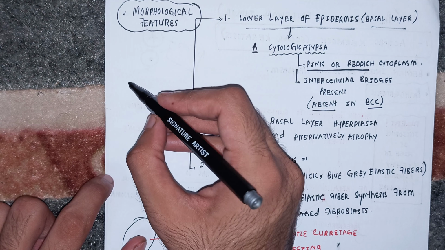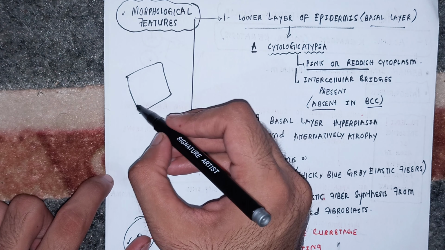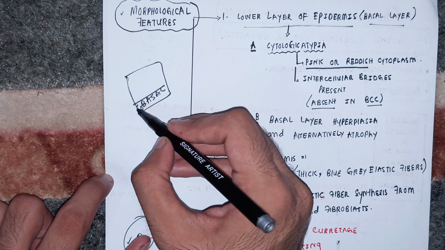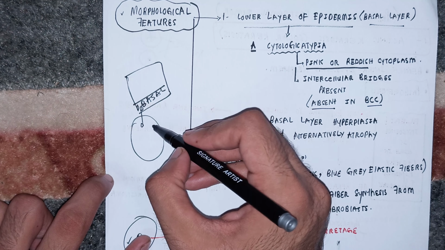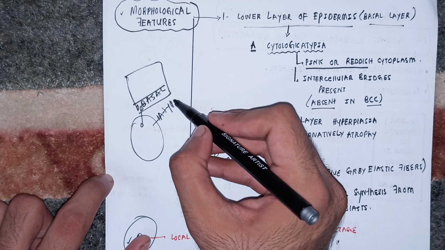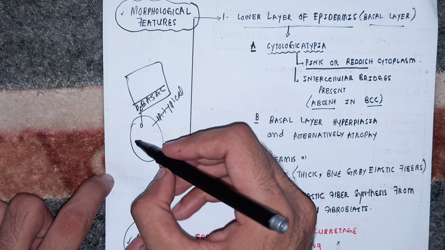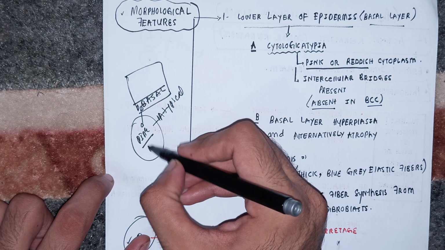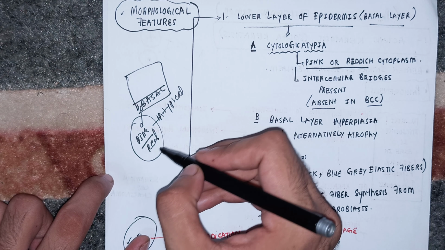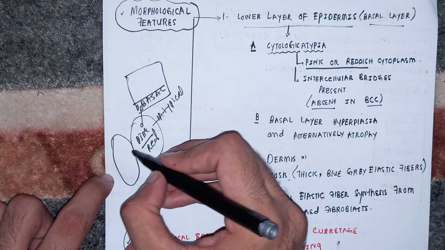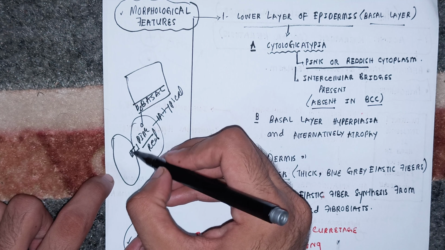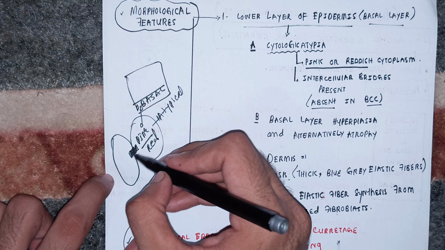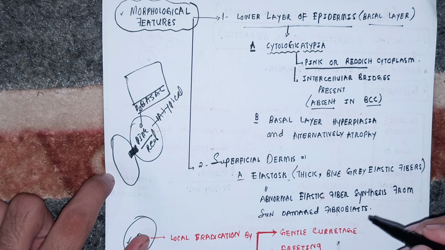Let's suppose this is your epidermis and this is the lowermost layer of the epidermis, that is the basal layer. The cells of this basal layer are very much atypical. That is called cytological atypia. And what does it include? Their cytoplasm becomes pink, or reddish. And the cellular bridges between two cells are still present. Why did I tell you this? Because we have to compare this with BCC, basal cell carcinoma, in which these bridges are lost.